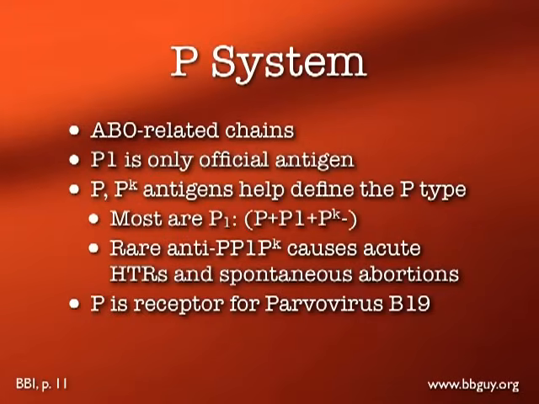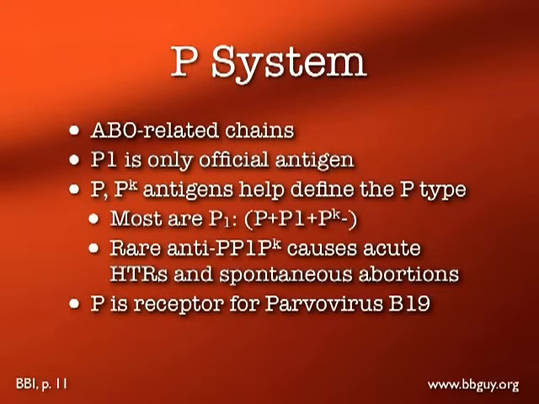The P blood group system, or the P system, is absolutely my favorite system, not because I have a special attachment to it, not because I've seen antibodies more than any others. I just think there's so much weirdness in this system, it makes me laugh. The P system is based on ABO-related chains. There's only one antigen in the P system, and it's not the P antigen. That really hardly makes any sense at all.